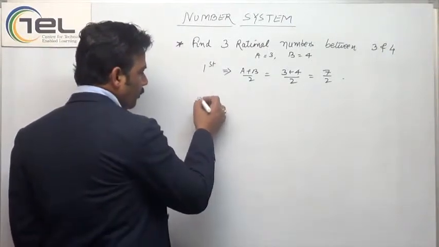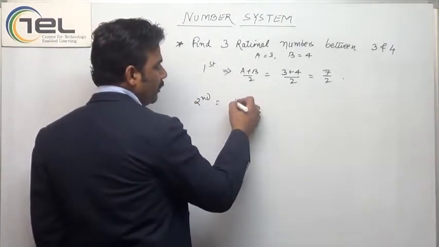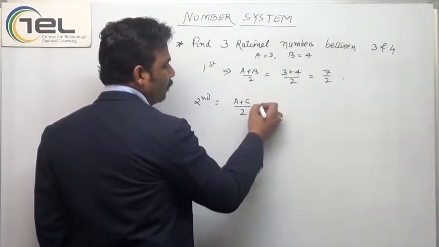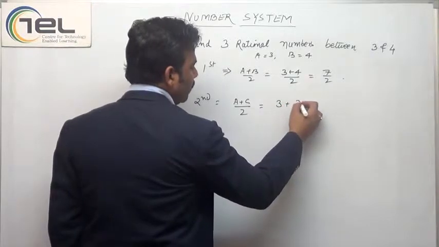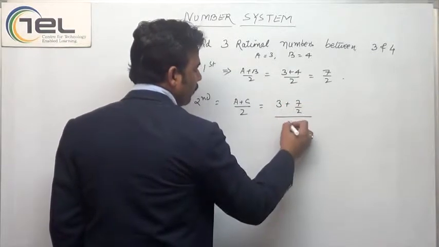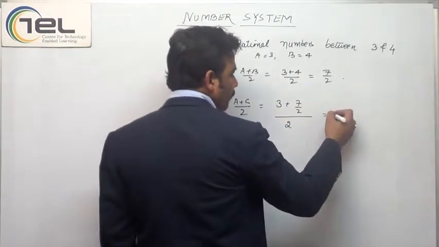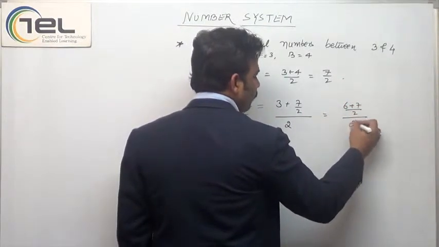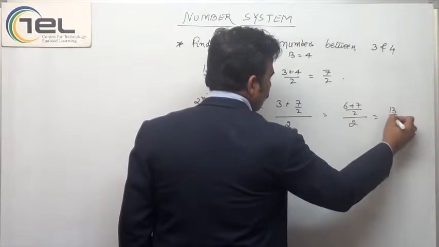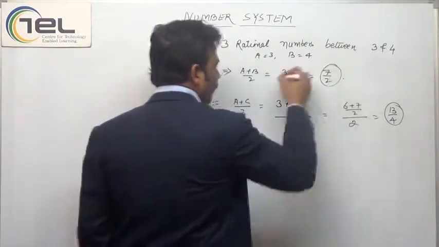The second number is (A plus C) by 2. We have A as 3, plus 7 by 2, divided by 2. I will add them. It will be (6 plus 7) by 2, divided by 2. I have 13 by 4. That is the second one.